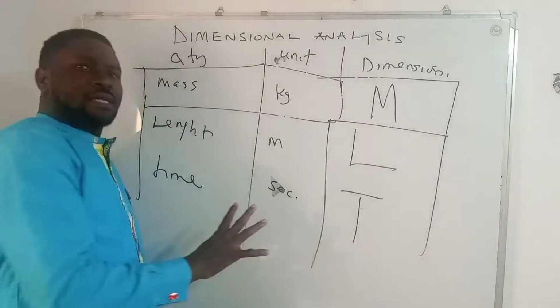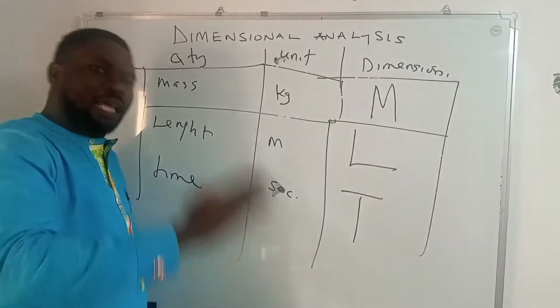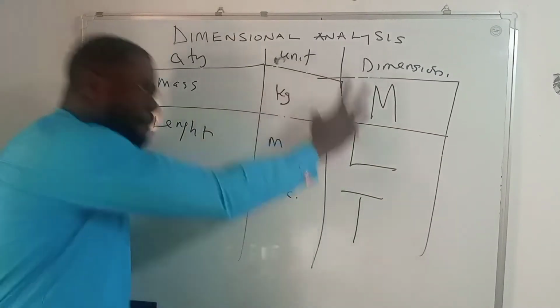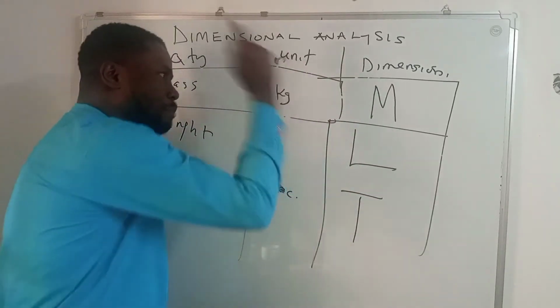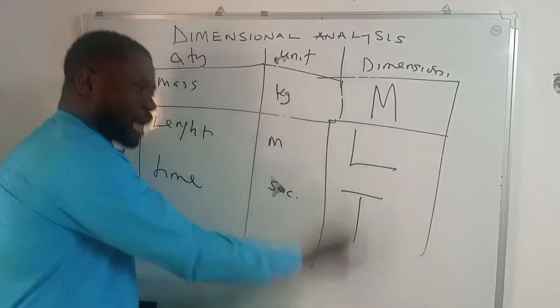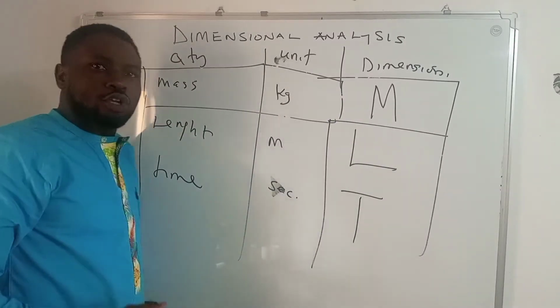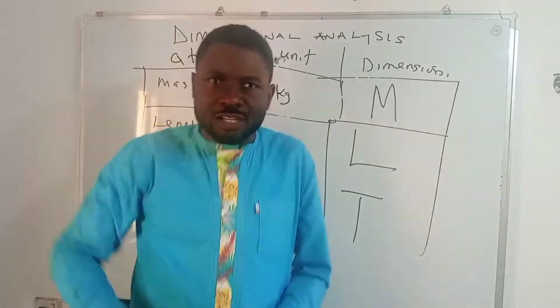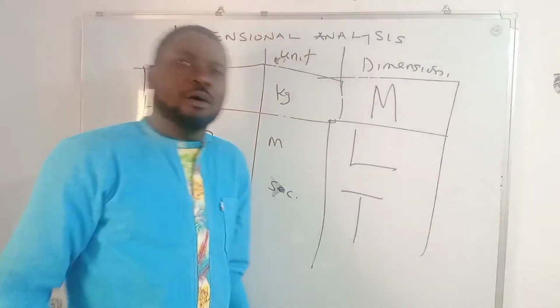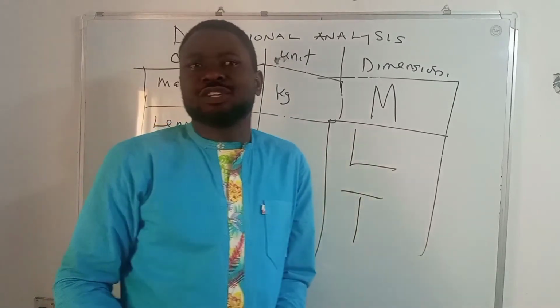So knowing this will help you. Any quantity given to you in any examination that you should find the dimension, you must remember this. Once you can remember that mass is capital M, length is capital L, and time is capital T, then you will have no problem with dimension analysis. So we will quickly take examples. Our examples will be focused on derived quantities.